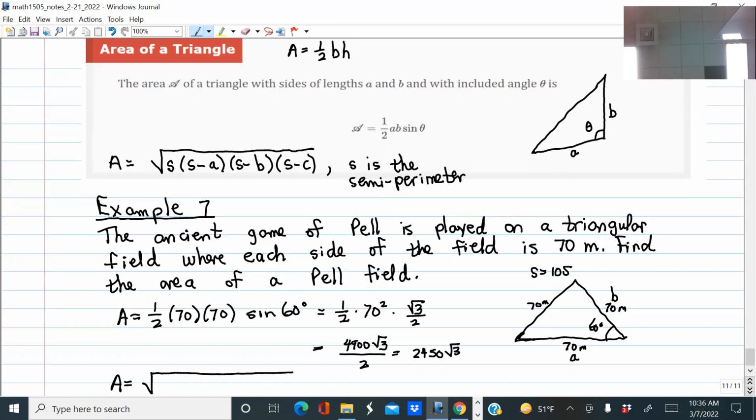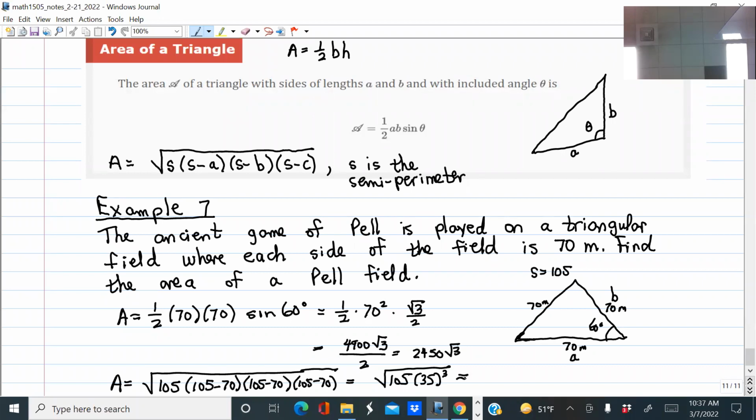So we get the square root of 105 times, and then you subtract all the sides from the 105. So you have 105 minus A, which is 70, and then of course 105 minus B, which is also 70, and then you have 105 minus C, which is also 70, right? So you come up with this big square root. So that looks like the square root of 105, and then 105 minus 70 is 35, right? So you have 35 cubed, okay?